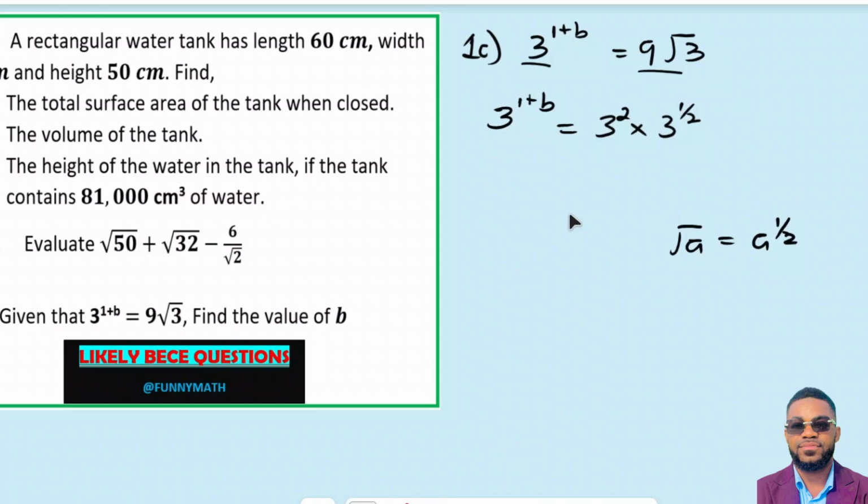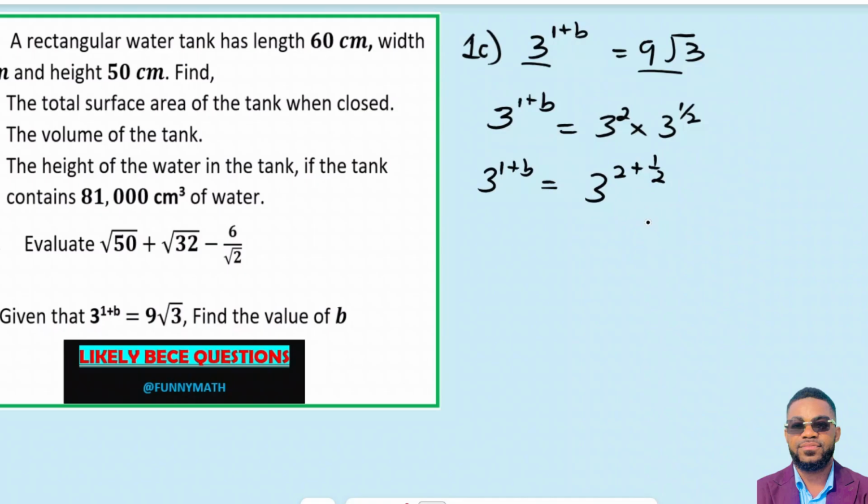So we can now simplify our expression as this. So we have 3 exponent 1 plus b equal to. Now what happens to these guys? The bases are the same and they are multiplying. So we have to add the exponents. So that's going to be 3 exponent 2 plus 1 on 2. So that is how we are going to simplify this one.